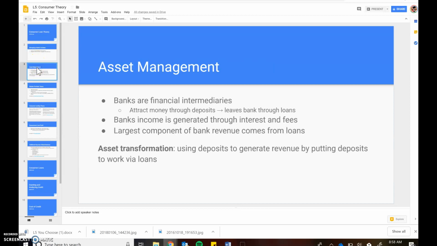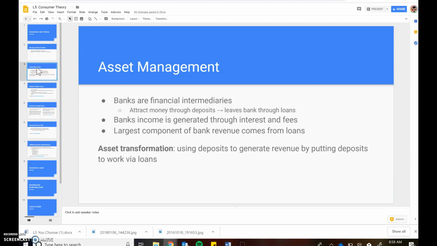Banks attract money in the form of deposits. Money leaves banks through loans. Banks' income is generated through interest and fees. Sometimes we call this asset transformation. It refers to using deposits to generate revenue by putting deposits to work via loans.